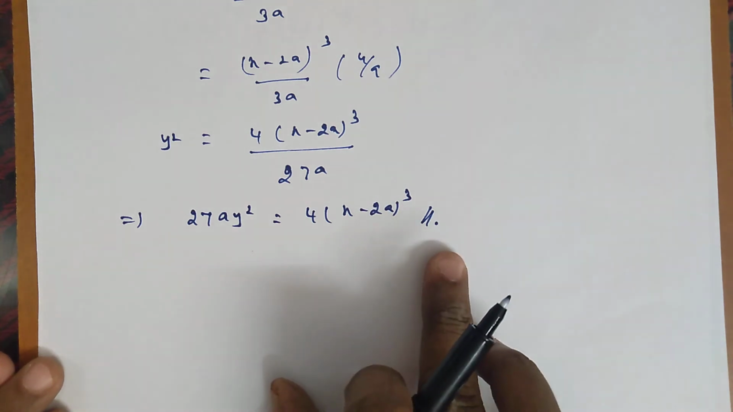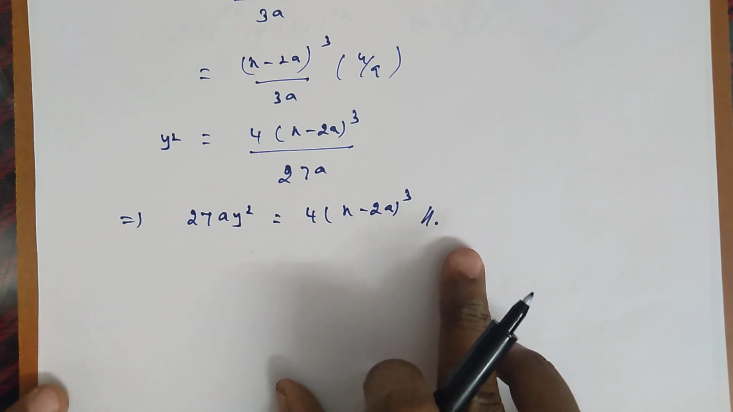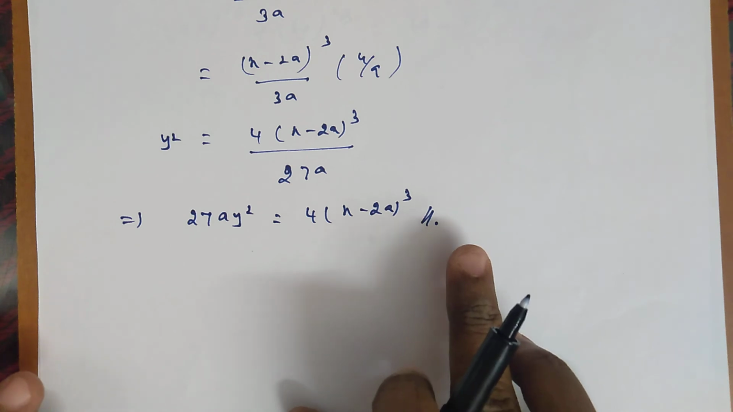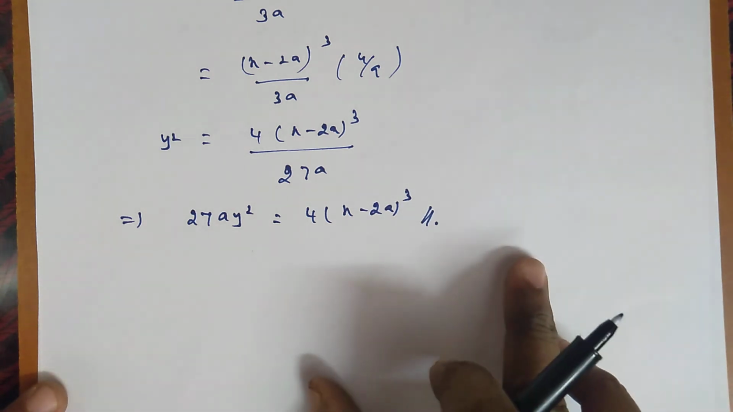This same problem we have done earlier in finding the evolute of the given curve. Here we have done it using the envelope of normal. So whenever a question comes under the envelope of normal, we have to do it like this only.